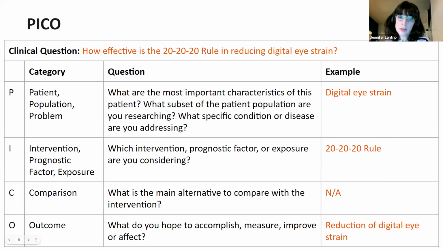We'll use two examples today that will be covered during the term. The first one is, does following the 2020 rule reduce eye strain? In this case, the problem is eye strain. We're considering the 2020 rule as an intervention. We're not comparing the 2020 rule with another intervention, so there isn't a comparison. And the desired outcome is just reduction of eye strain. So our main concepts that we'll need to use later as search terms are the 2020 rule and eye strain.